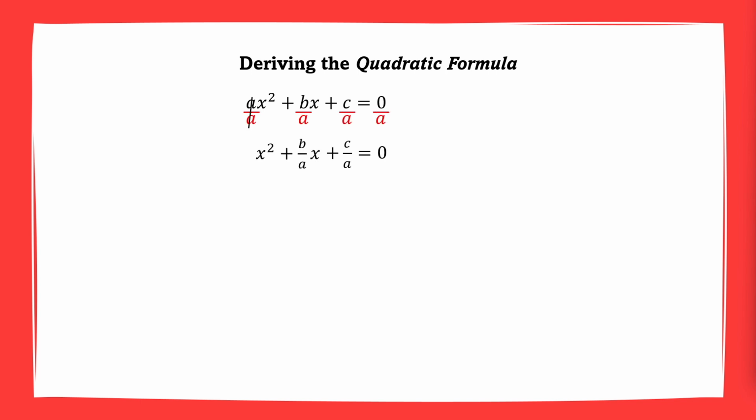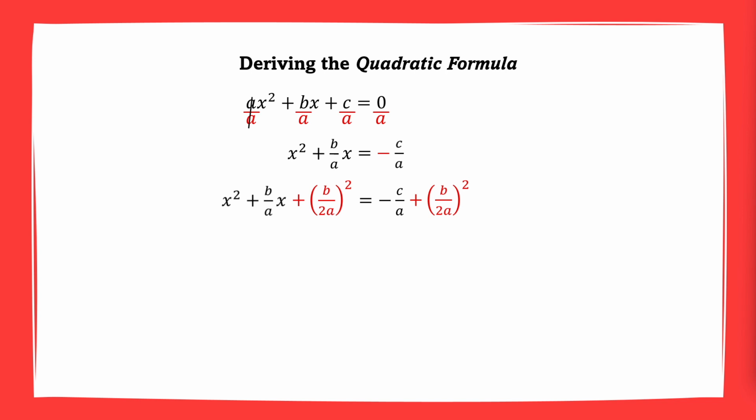Then isolate the constant term by moving it to the right side of the equation. Complete the square by adding (b over 2a) squared to both sides. This turns the left side into a perfect square trinomial, which factors into (x plus b over 2a) squared. On the right, square b over 2a to get b squared over 4a squared.